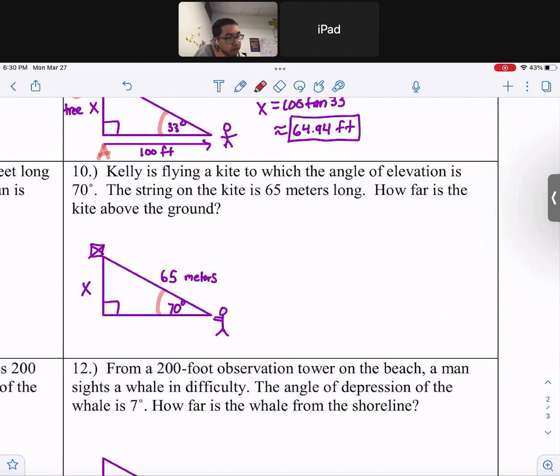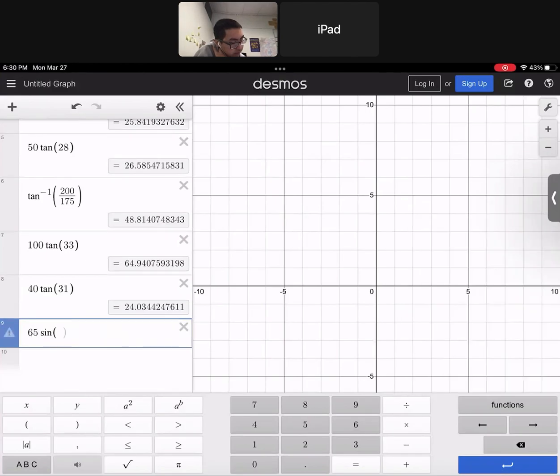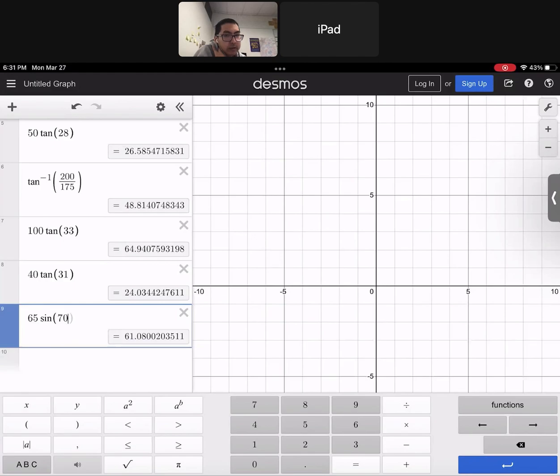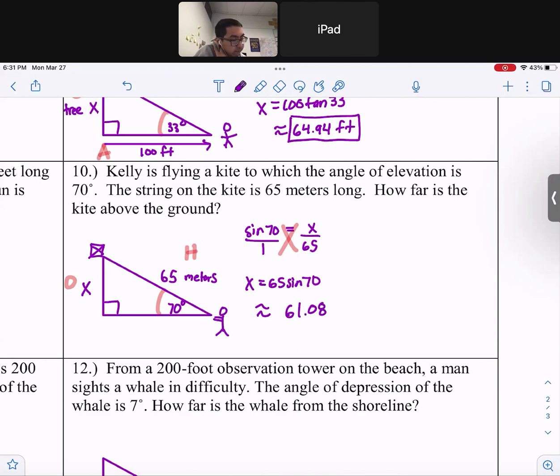From the perspective of this angle, opposite, hypotenuse, sine of 70 equals opposite over hypotenuse. Cross multiply, x equals 65 sine of 70. And then we have to put it into decimals. 65 sine of 70 is 61.08 meters. That's how far the kite is above the ground.